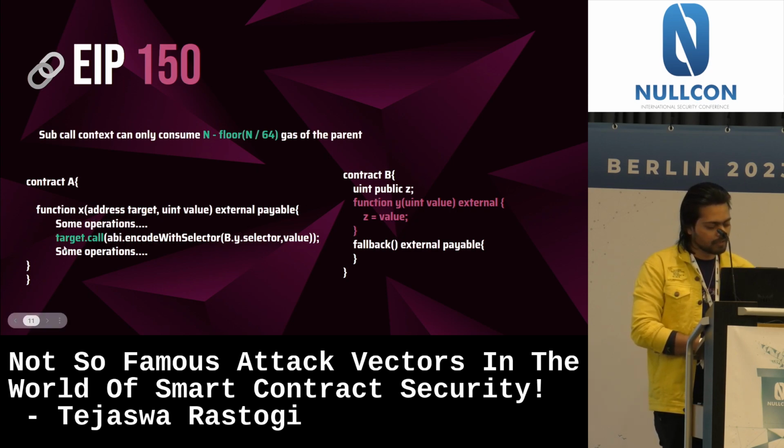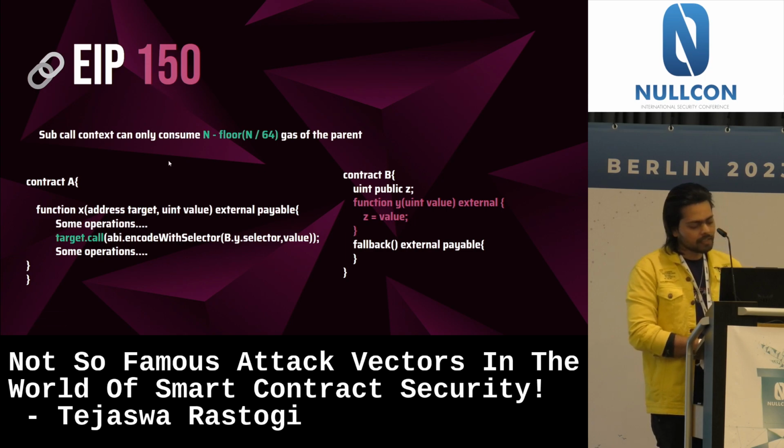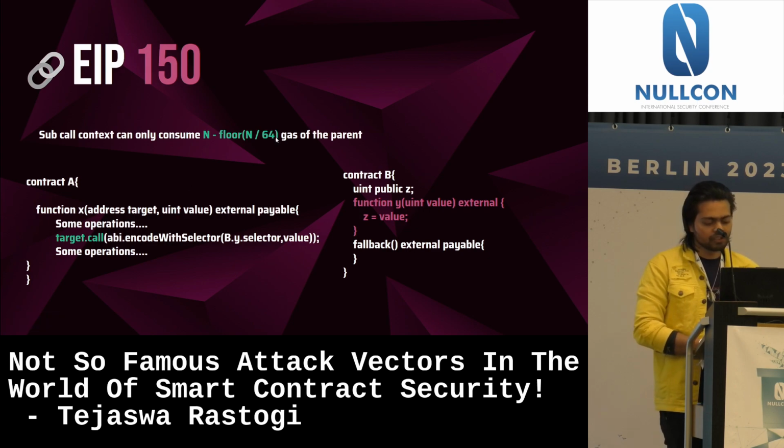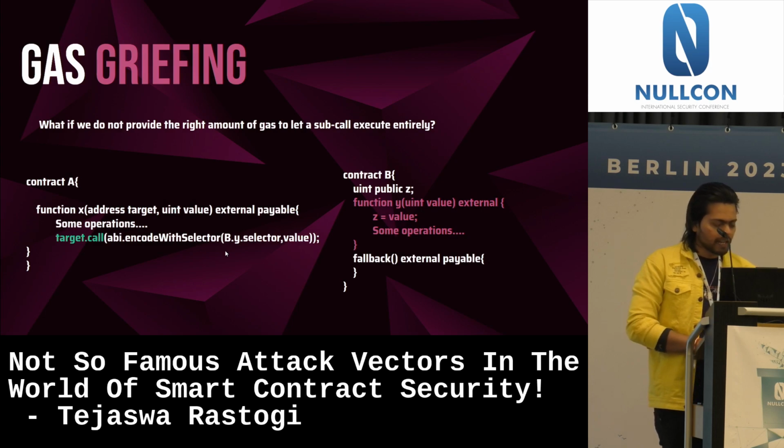For example, here you can see contract A is making a low level call to contract B, and this is a subcall. EIP 150 says that the subcalls can only consume this much amount of gas, which is approx 63 by 64 of the gas of the parent remaining. For instance, let's say there was around 500 gas here, then 63 of 64th of the gas will be sent to the subcall, right? Simple as that.